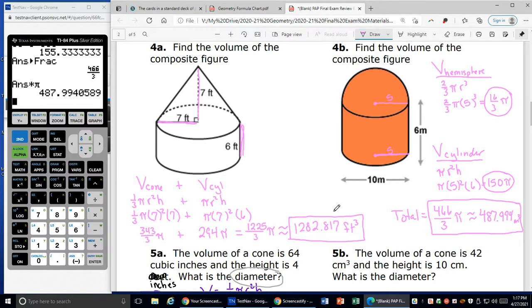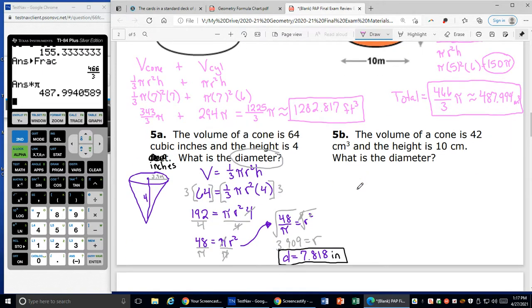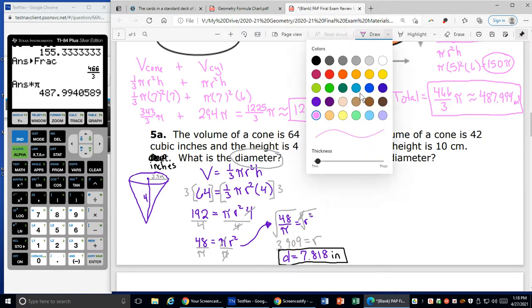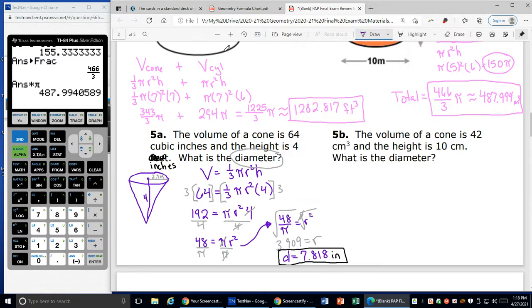Let's look at 5b. The volume of a cone is 42 centimeters cubed and the height is 10 centimeters. What is the diameter? So it's the same as the last problem, only we are given different numbers. Instead of 64, we have 42. Instead of 4, we have 10. So my formula, I'm going to use the same information. My volume equals 1/3 pi r squared h.